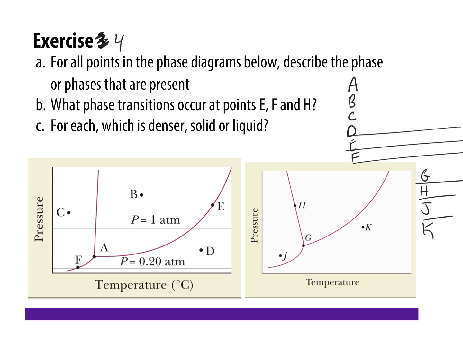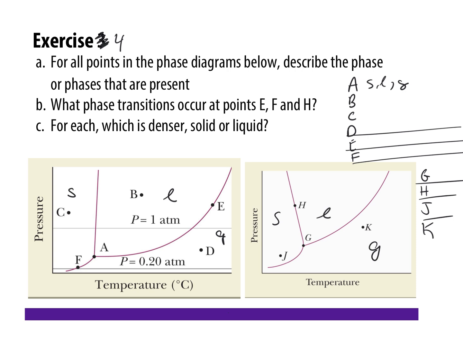First, describe the phase or phases that are present. I'd always encourage you to first label each region of the phase diagram. It's pretty straightforward. At low temperatures, we have the solid, medium temperatures, liquid, high temperatures, gas, what you expect from elementary school. Again, we can do that to both diagrams here: solid, liquid, gas. Then to figure out what's present at each point, we just look at the diagram. So A happens to be that special triple point. So A is where solid, liquid, and gas are all in equilibrium because it's touching each of those regions.